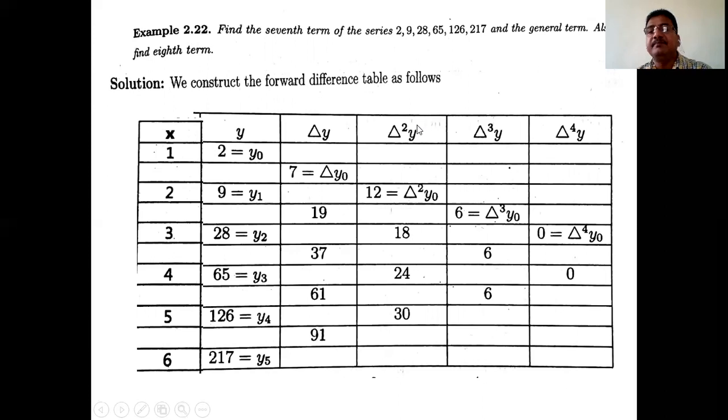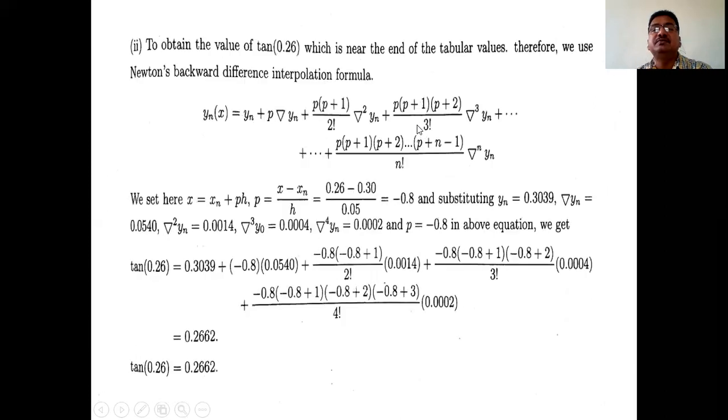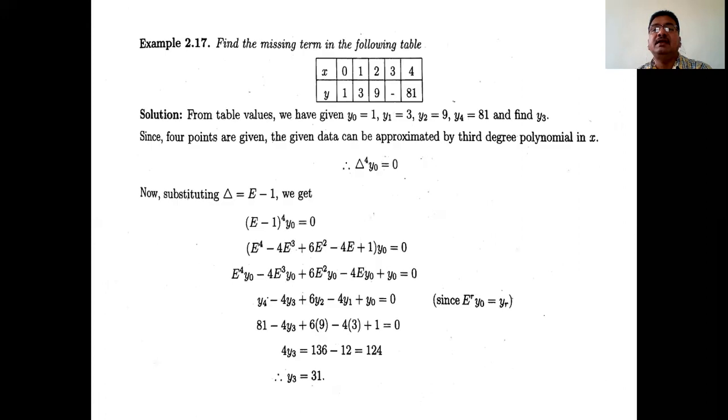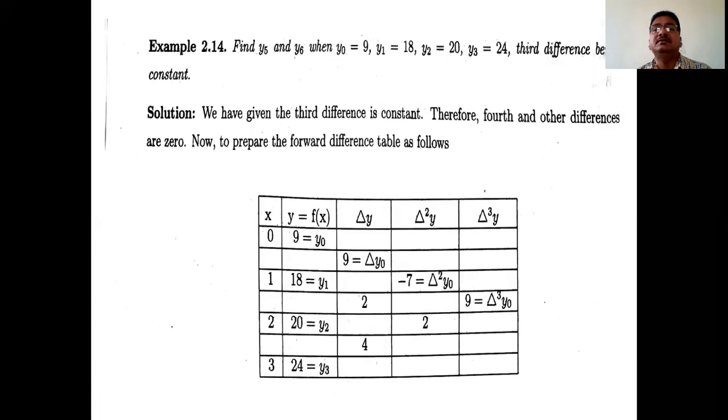And the current problem is also the same as that problem, that we have to find y5, which means the fifth term, and y6 means the sixth term. So what is given? The 4 terms are given, 1, 2, 3, 4, and we have to find the y values. How can we find y5? First find y4, then y5, and then y6.